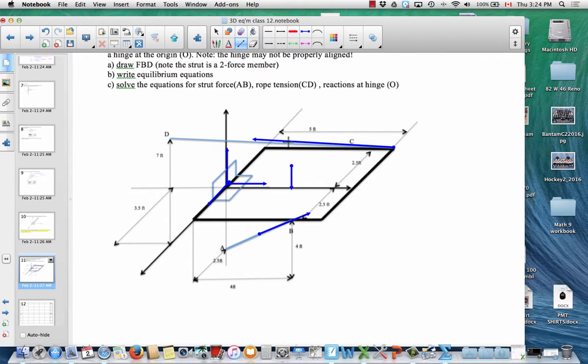We need to express the tension vector and the strut vector in terms of their components. So we'll pause the video, you'll find those two forces in components, and then find the moments of those two. Then we'll check back in a bit and see how you did.